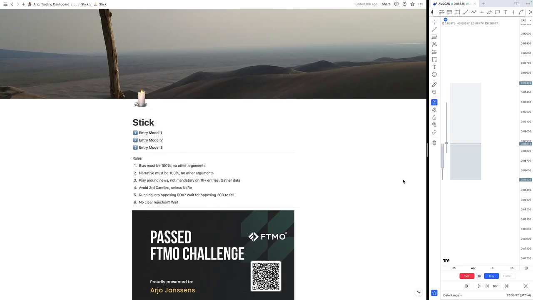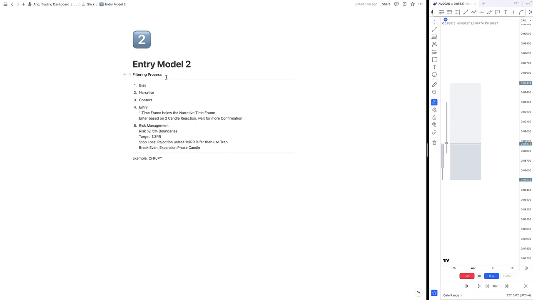Now, from that, I want to move on to entry model number 2 right there. Again, same filtering process, bias, narrative, context, all the same. Entry is where it changes. One time frame below the narrative time frame. So the narrative and the context time frame that we had determined, where mainly we looked at the daily right here on the Australian dollar, Canadian dollar.